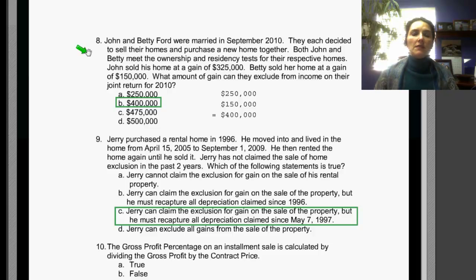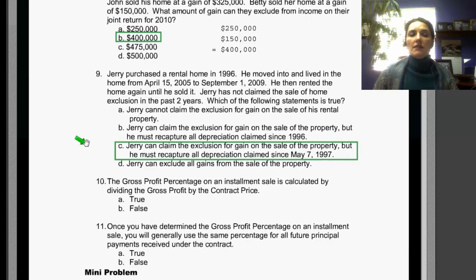Well, this question is very different from the preceding question, because in the preceding question, one person owned the home, but both lived in it. In this illustration, there's 2 separate homes, and on each of those homes, only one spouse lived in the home. And since only one spouse lived in the home, then that spouse will be able to exclude up to $250,000 of gain, but not more. And so we have a situation where we're allowed to exclude $250,000 for John, $150,000 for Betty, and the combined total is $400,000.